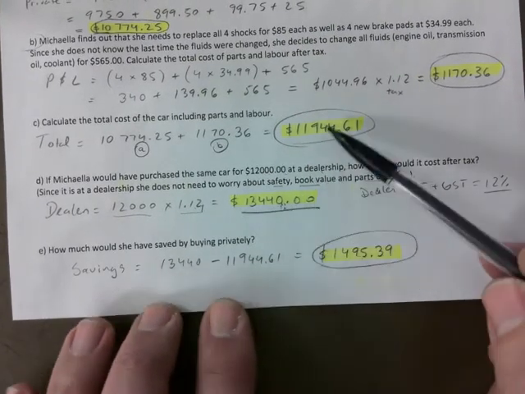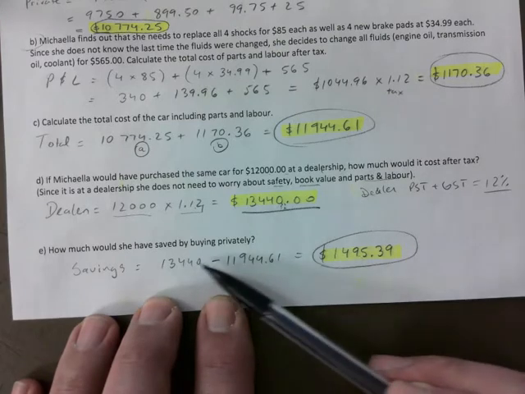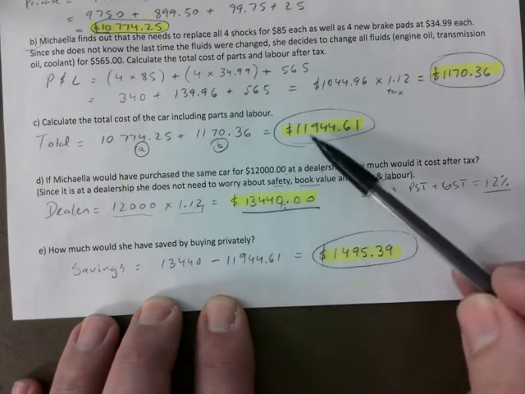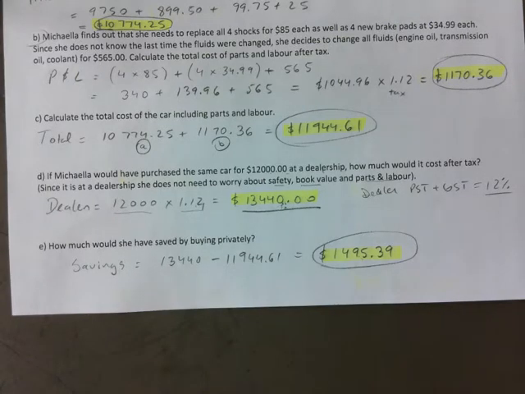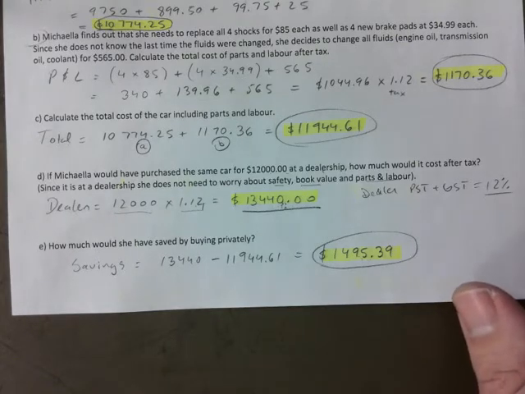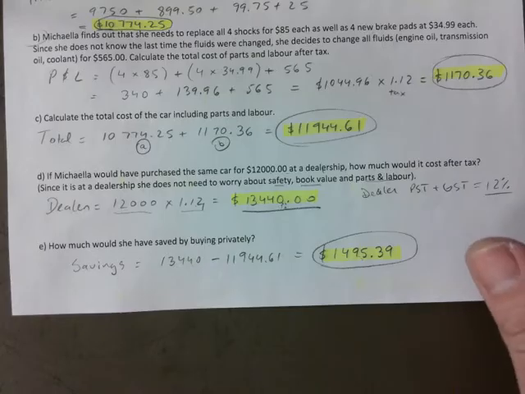And so how much did you save? You just subtract those two answers, right? And that gives you the savings there. So that's a bit of exploratory comparing, making sure we understand how that works. I encourage you to work through this still, it's posted online.